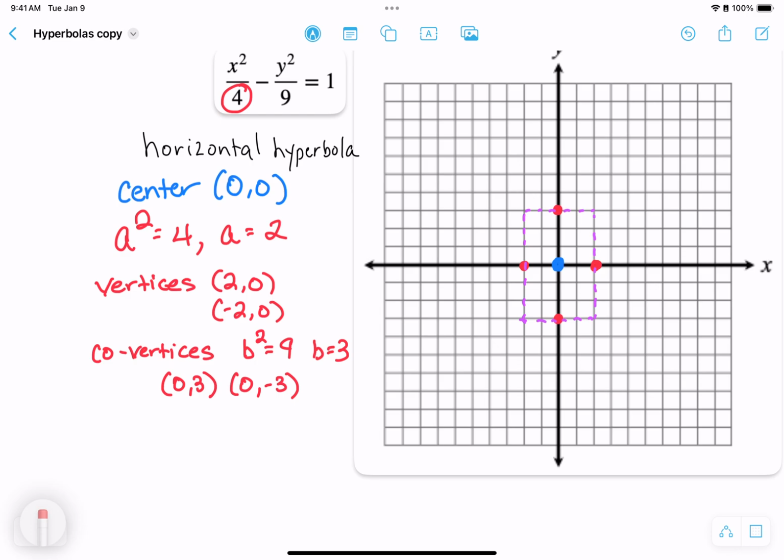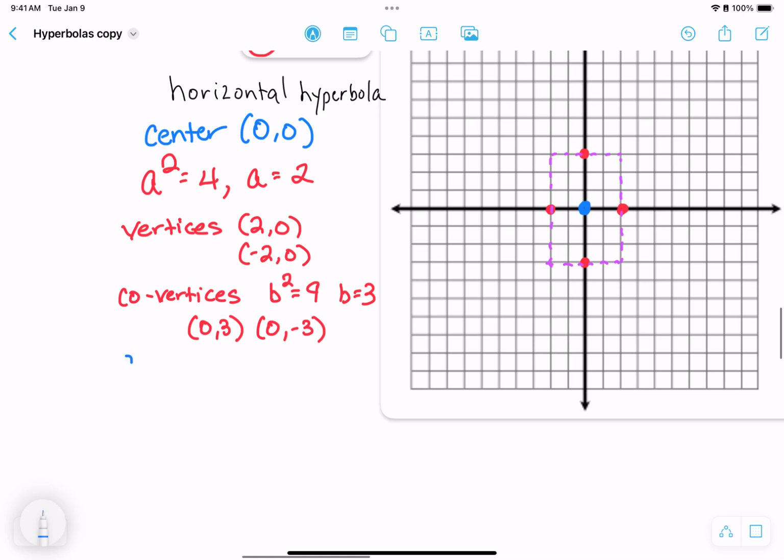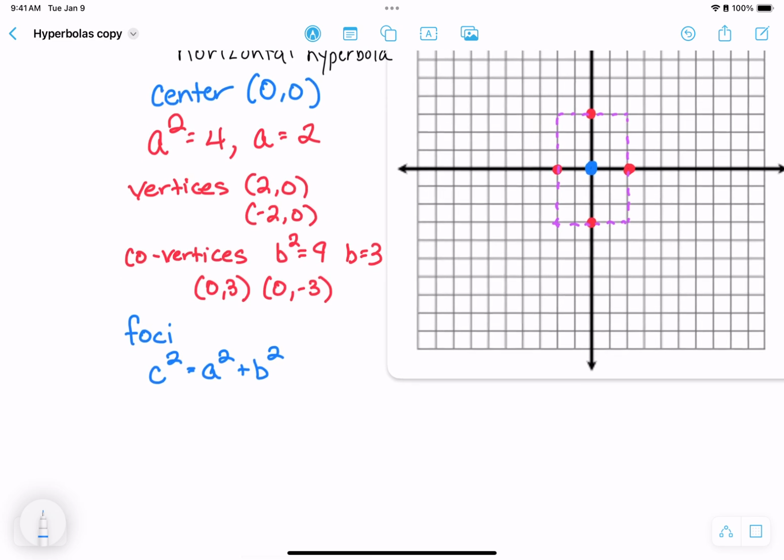Okay, the last thing we do before we actually draw those asymptotes is we find the foci. So let's do that. And the formula for foci is exactly the Pythagorean theorem, a squared plus b squared. This is another difference between a hyperbola and an ellipse, because an ellipse was a squared minus b squared. This is a squared plus b squared. And we know what a squared and b squared are. a squared was 4, and b squared was 9. So c squared is 13, which means c is the square root of 13.